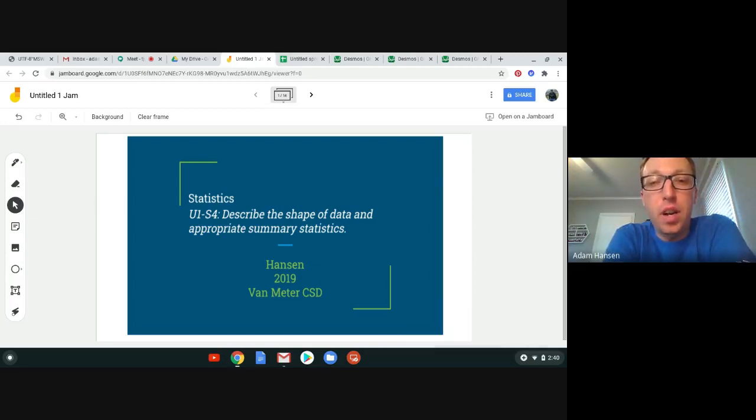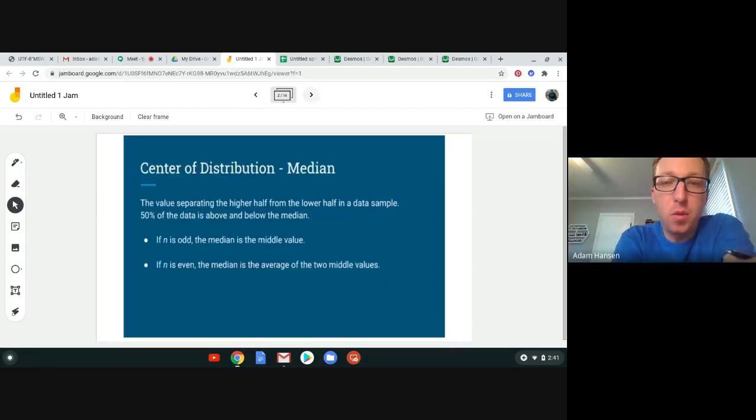How can I summarize quantitative data? I can summarize a quantitative data set with a value called the median. A median is a value separating the higher half of the data from the lower half of the data in a given sample. Obviously, because we're separating it into two halves, that means that 50% of the data is either above or below the median.